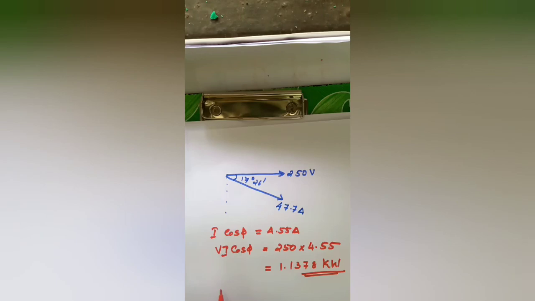Or it can be found out by using the equation I squared R. What is the value of I squared R? That is equal to 4.77 the whole squared, that is the value of I, into 50. Also we will get the same value, 1.1378 kilowatt. Okay, thank you.